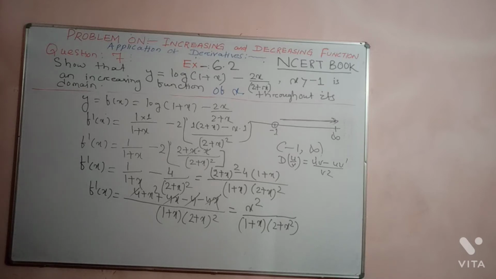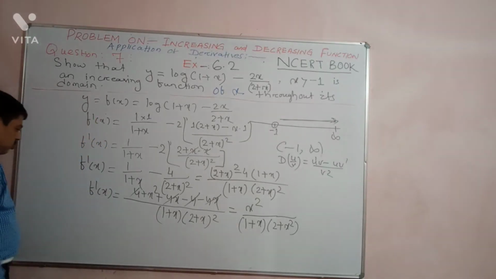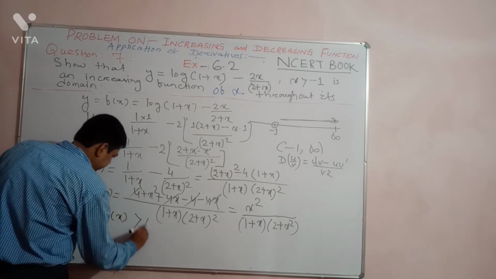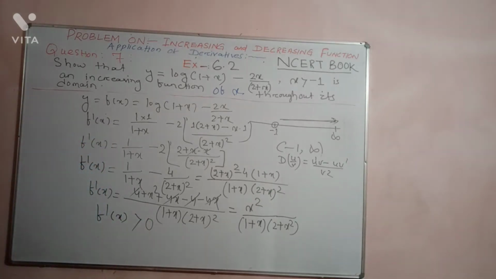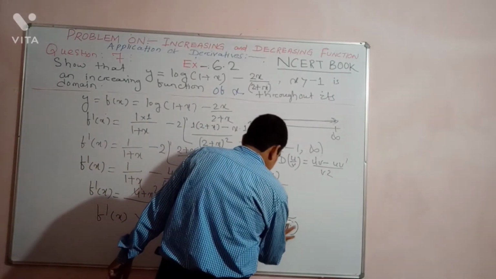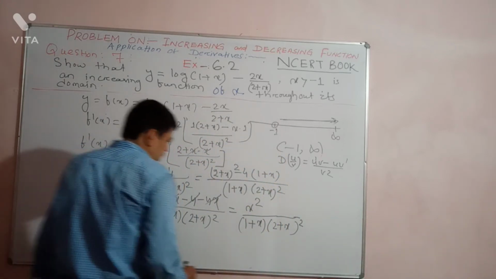Understand? Yes. So we know that for the function to be an increasing function, what happens? f dash x must be greater than 0. Must be greater than 0, right? And you clearly see there is a whole square here, 1 plus x whole square. You see now these factors, here x square.